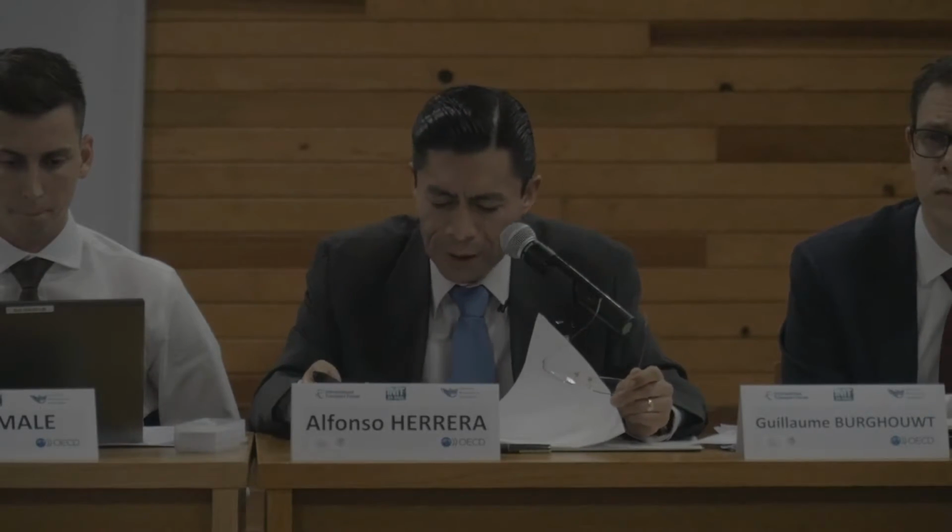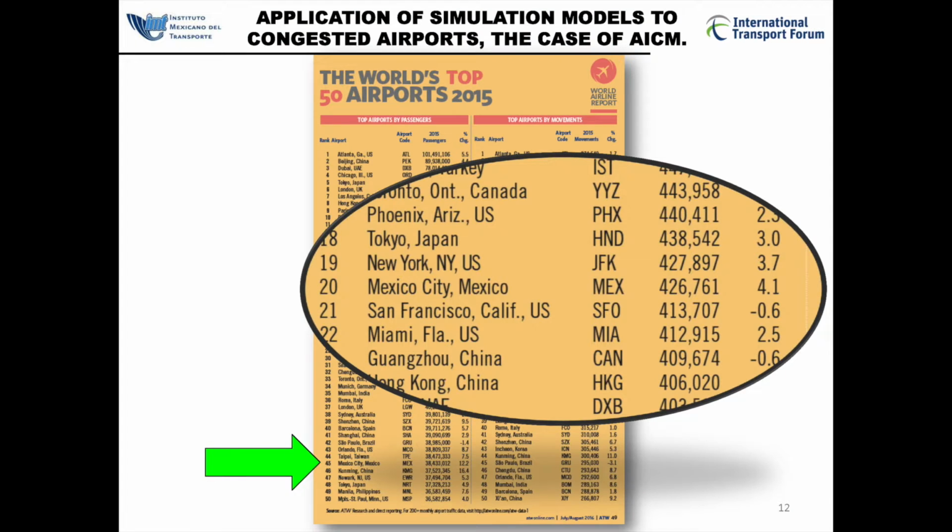The AACM stands out as one of the most important airports in the world, since it appears regularly in the world's top 50. In 2015, the AACM was the 45th biggest airport in the world in terms of number of handled passengers and the 20th airport in the world in terms of the number of handled air traffic movements or operations.